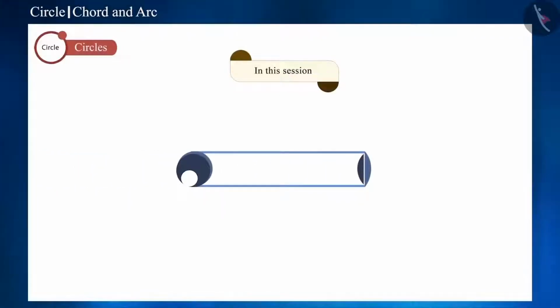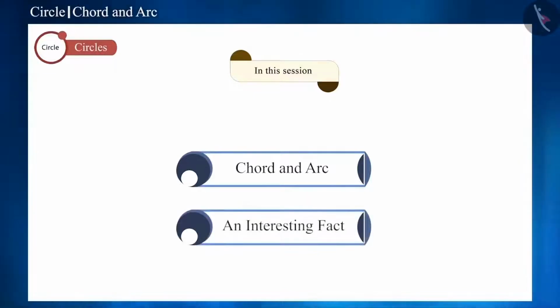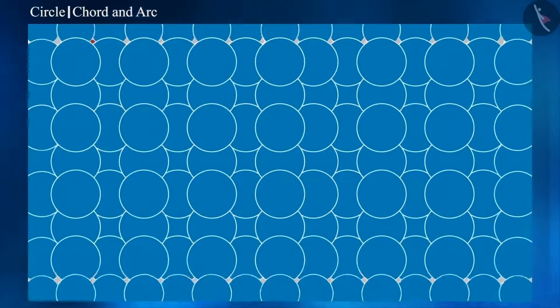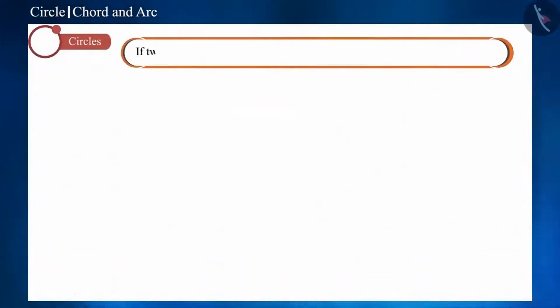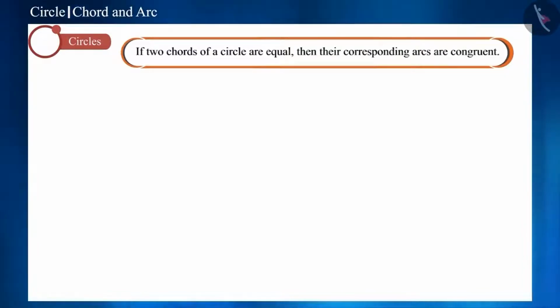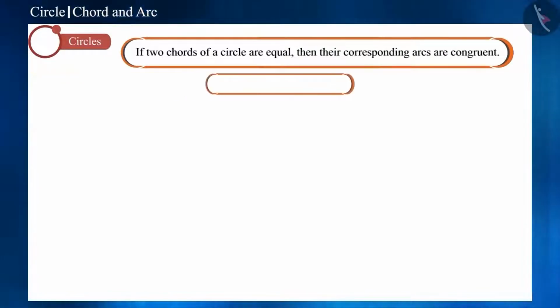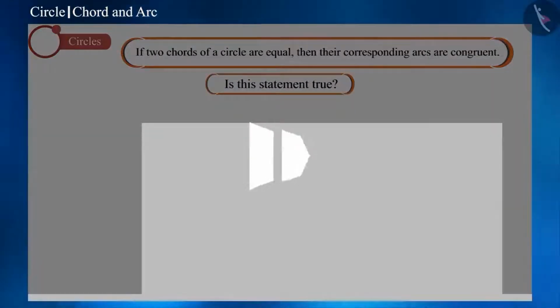Today, we will discuss an interesting fact related to chord and arc. If 2 chords of a circle are equal, then their corresponding arcs are congruent. Friends, can you tell whether this statement is true? You can pause the video and think of the answer.